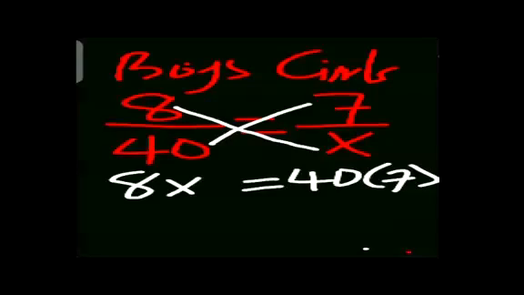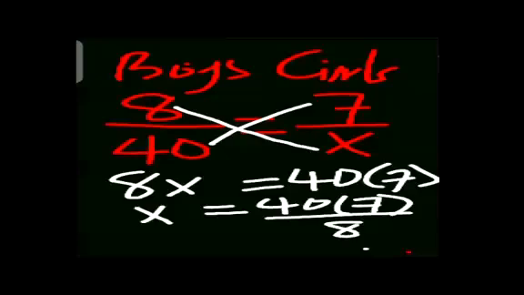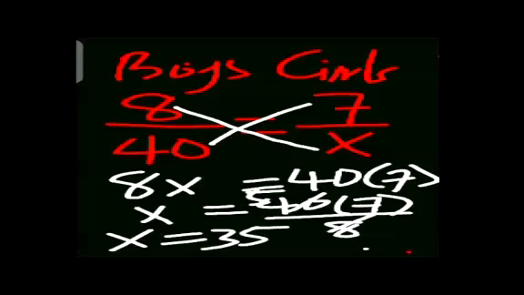And thereafter, x equals 40 times 7, everything over 8. And by the time we calculate this, it is 5 times 7, that is 35. Actually, that means that there are 35 girls in that same class, whereas we have 40 boys.